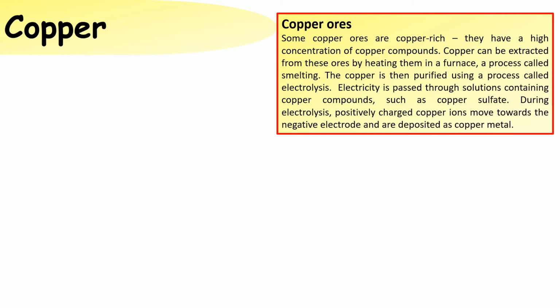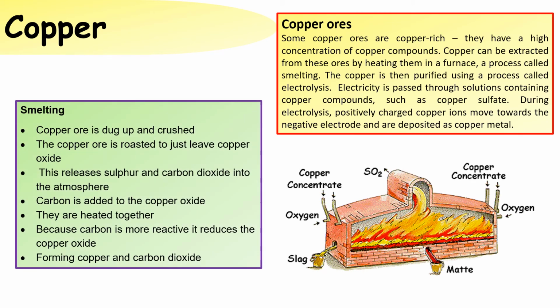During electrolysis, positively charged copper ions move towards the negative electrode and are deposited. The process of smelting follows the following stages. First, the copper is dug up and crushed. The copper ore is then roasted to leave copper oxide. This releases sulfur and carbon dioxide into the atmosphere.